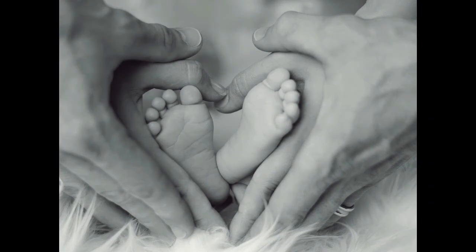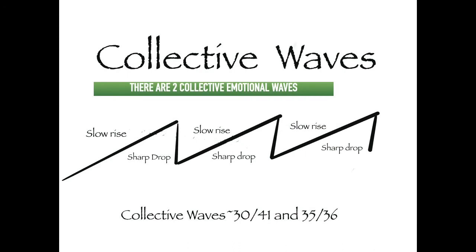Both the collective emotional wave and the individual waves are quite different than the tribal waves, because neither of these waves need a trigger, and instead have a pattern that is less about what's happening outside of them and more about the wave cycling through without any need from outside influence. The collective emotional waves are the 35-36 and the 41-30.